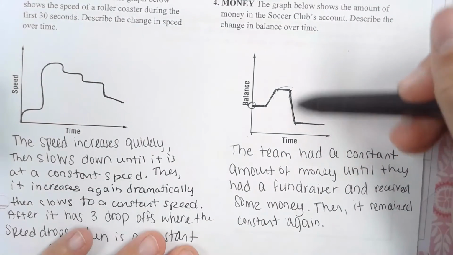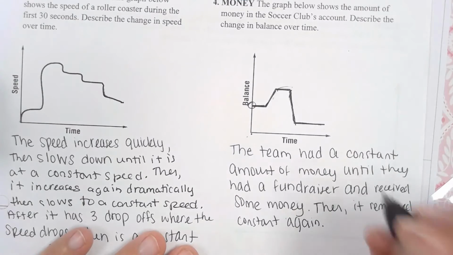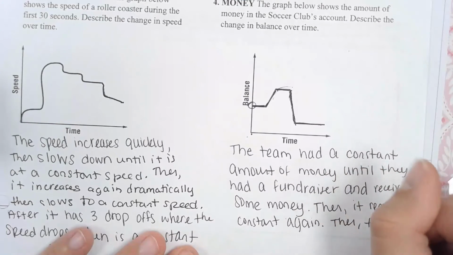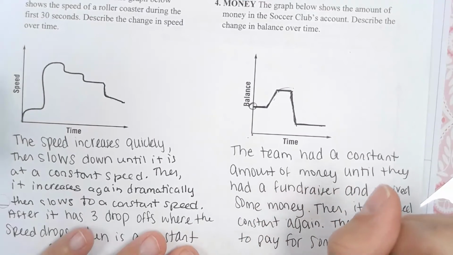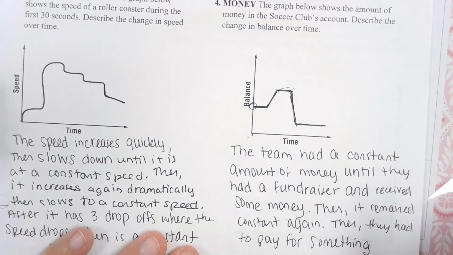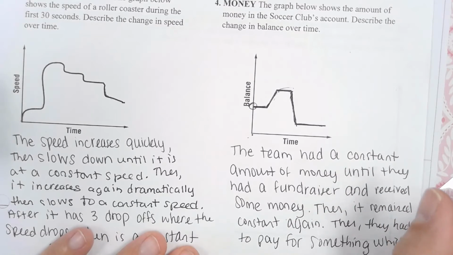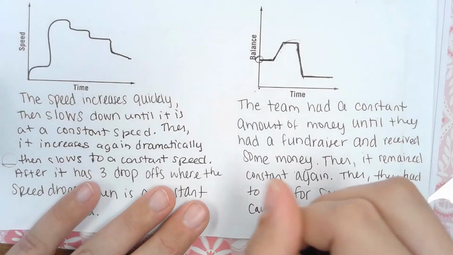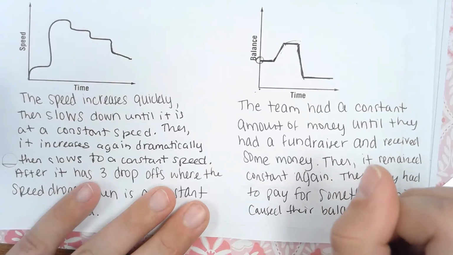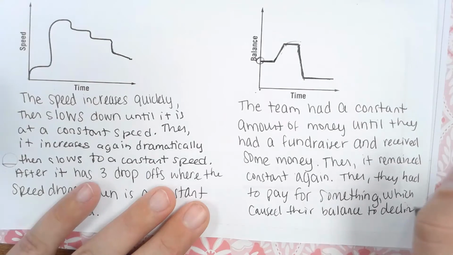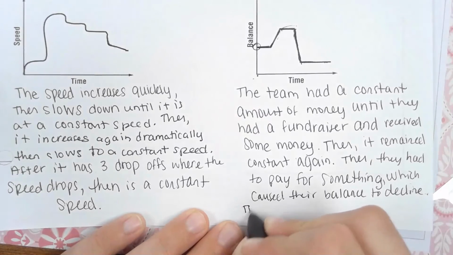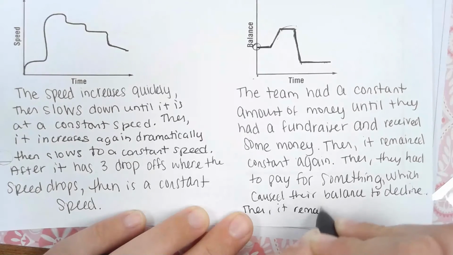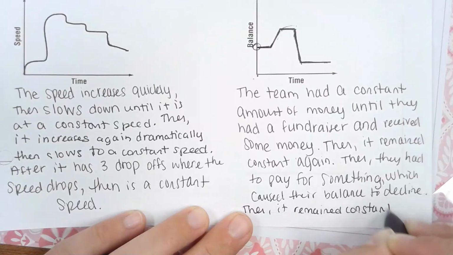Okay, now I'm going to talk about this negative slope. So that means that they probably had to pay for something. So then they had to pay for something, which caused their balance to decline. And then the last part here is just saying that it ended off with a constant rate of change again. So then it remained constant. And that's it.